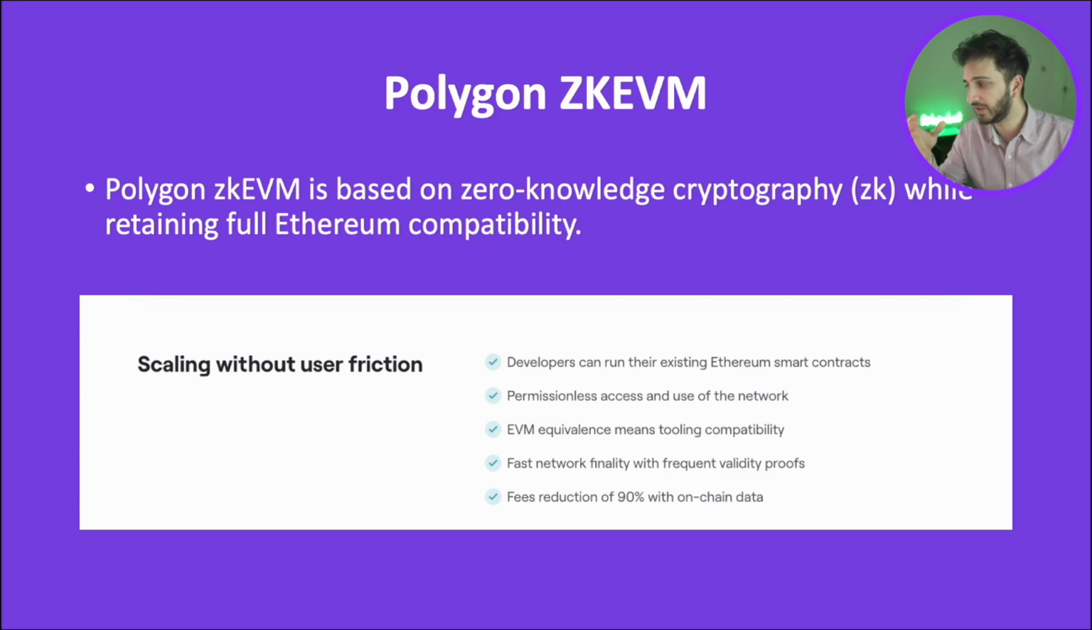The Ethereum virtual machine, EVM compatible, means that developers can easily move their applications from the Ethereum chain or from any other kind of EVM chain, Avalanche, Phantom, etc. It will be very, very easy for them to do so.